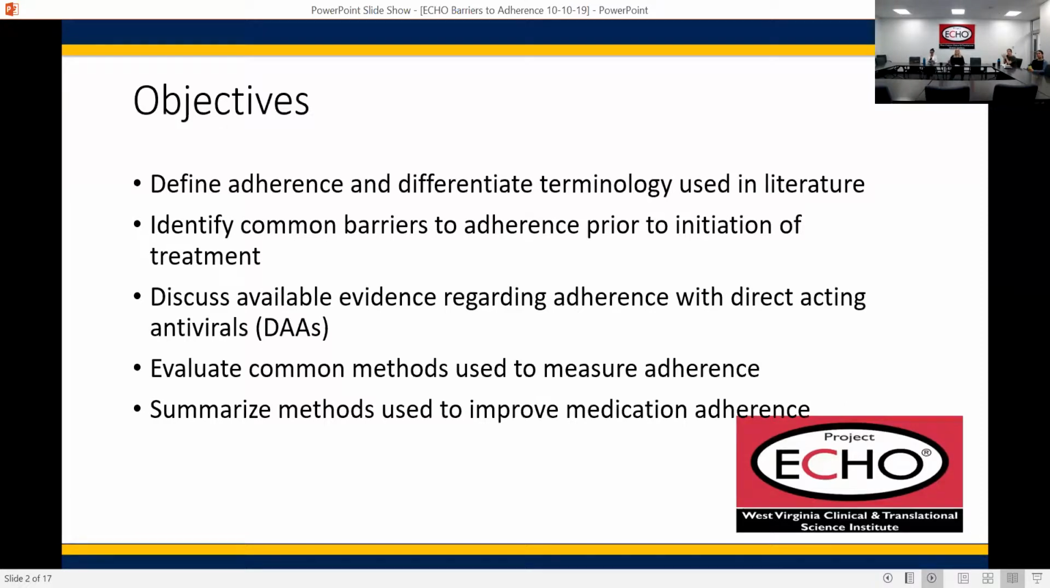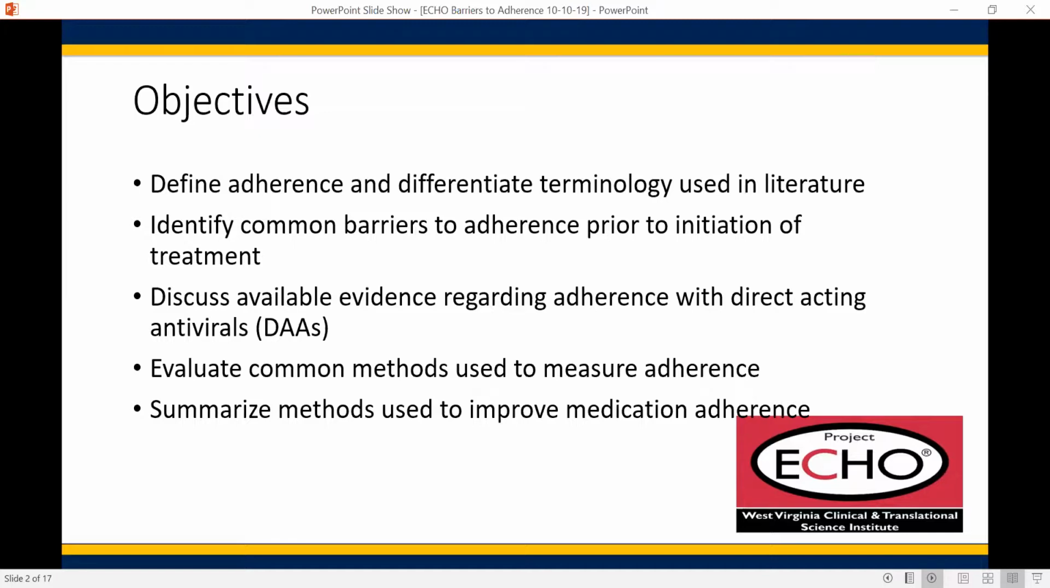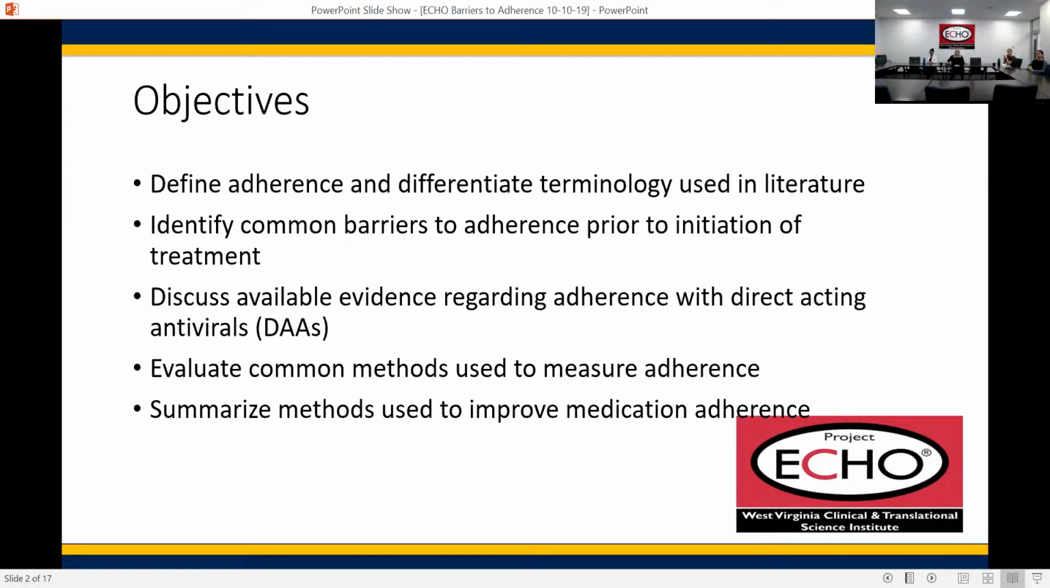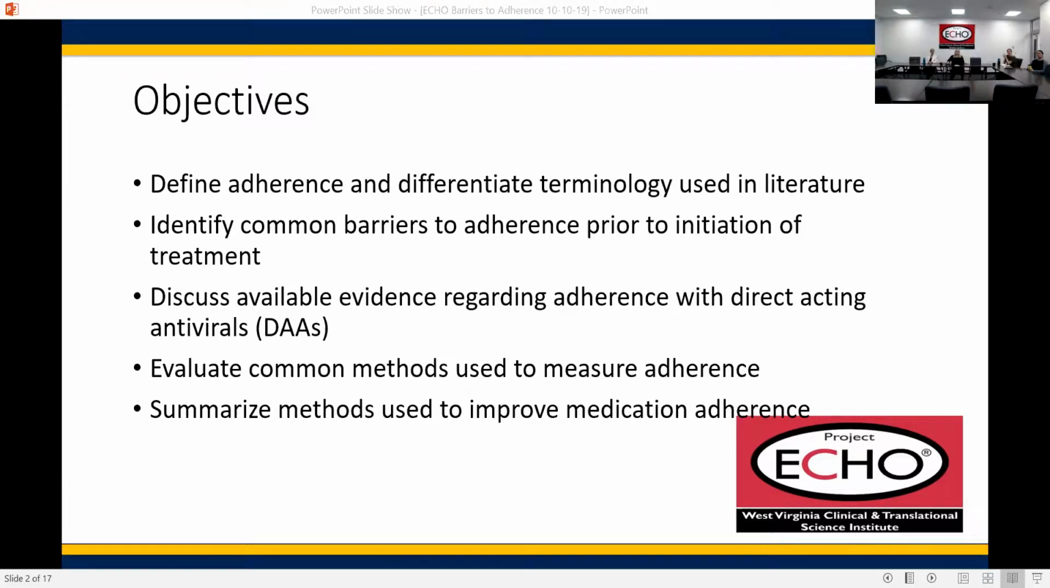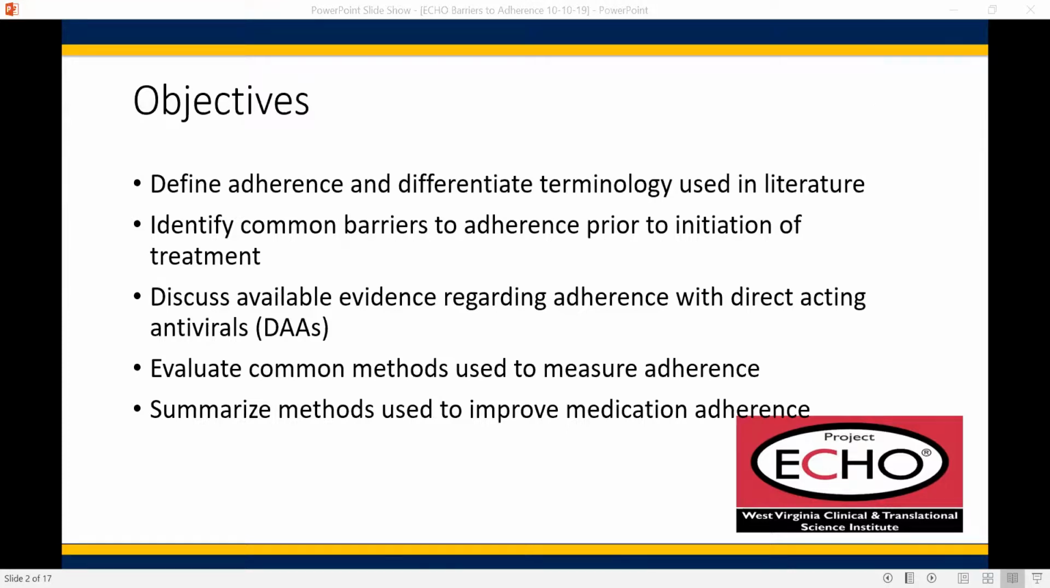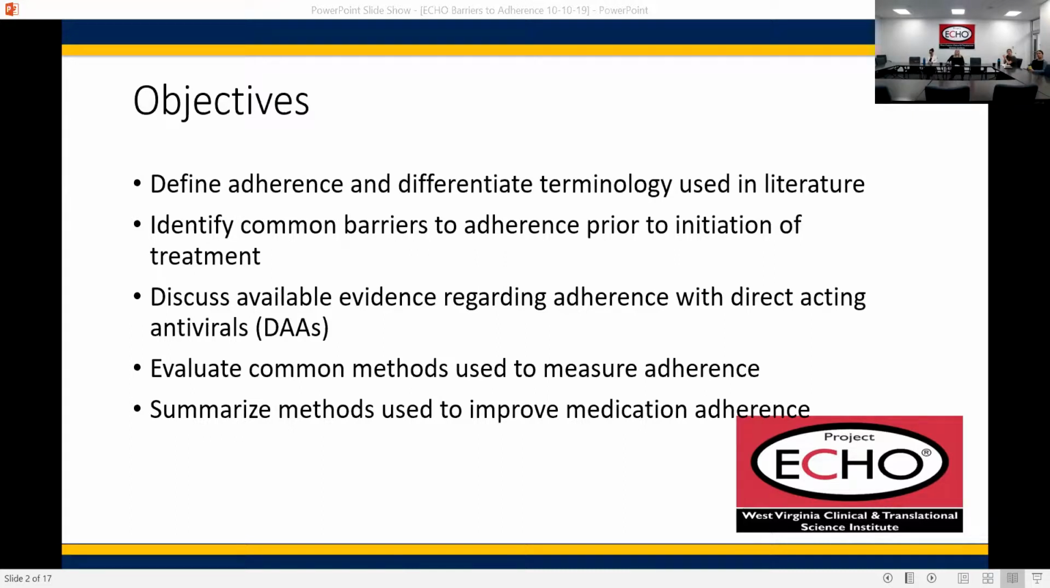The objectives you can see here. We're going to go over what is adherence, what you might see in the literature as far as terminology, things to look out for as far as barriers to adherence, starting patients on therapy. I have a study and some information to go over specifically for adherence that's been looked at in hepatitis C patients, and then look at ways we can help our patients to overcome any of those barriers.